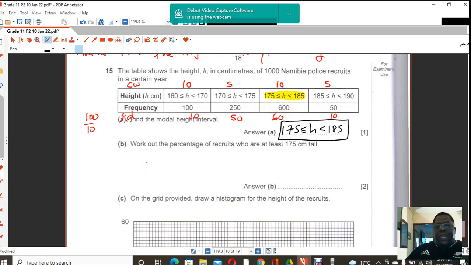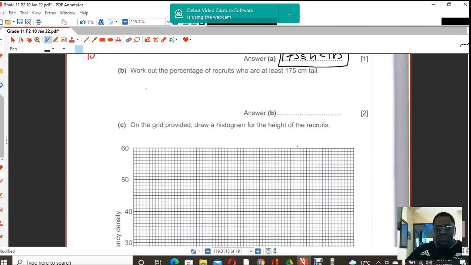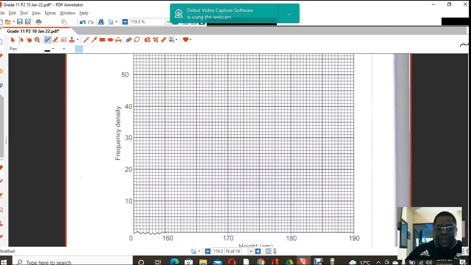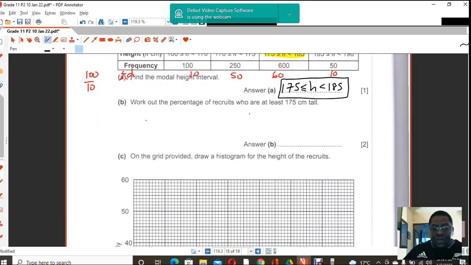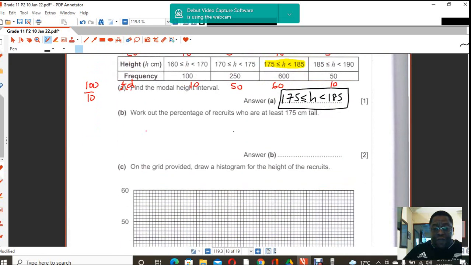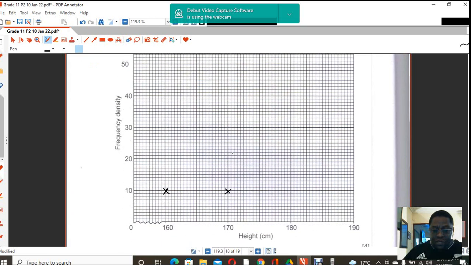Now before I look at B, there's something that I can do from that information. I can actually use that. So the frequency density for this class interval is 10. Okay, between 160 and 170, it's 10. The other one from 170 to 175 is 50. Sorry, it's 50. The frequency density is 50. 175 would be here. Is it not so? 175. So this one is 50.